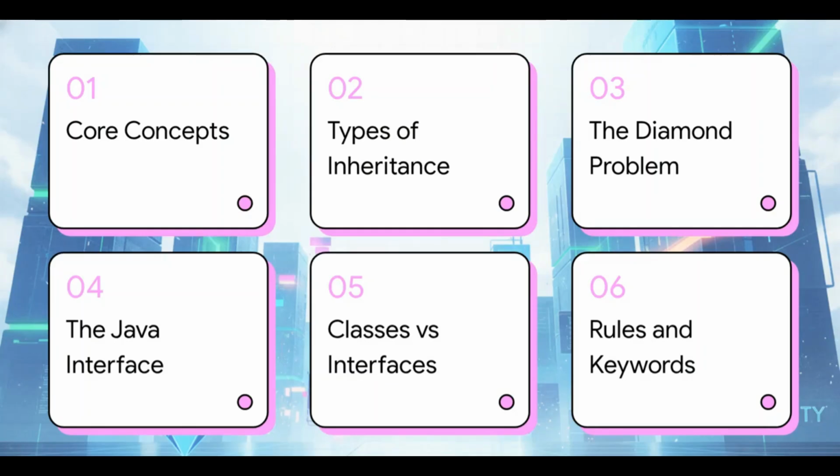So here's our roadmap. We'll start with the core concepts and the different types of inheritance. Then we'll hit a massive roadblock known as the diamond problem, introduce the Java interface to solve it, compare classes versus interfaces, and finally, wrap the whole thing up with key rules and keywords.